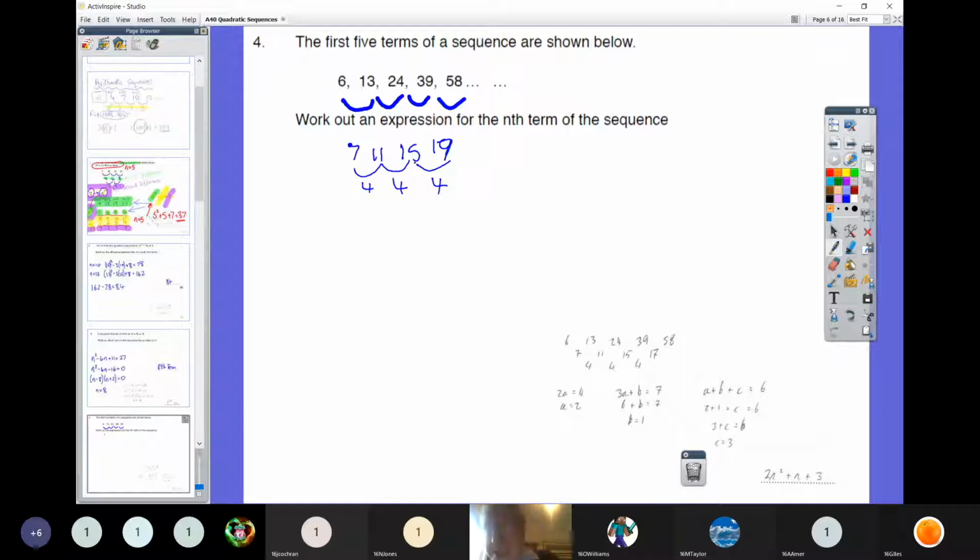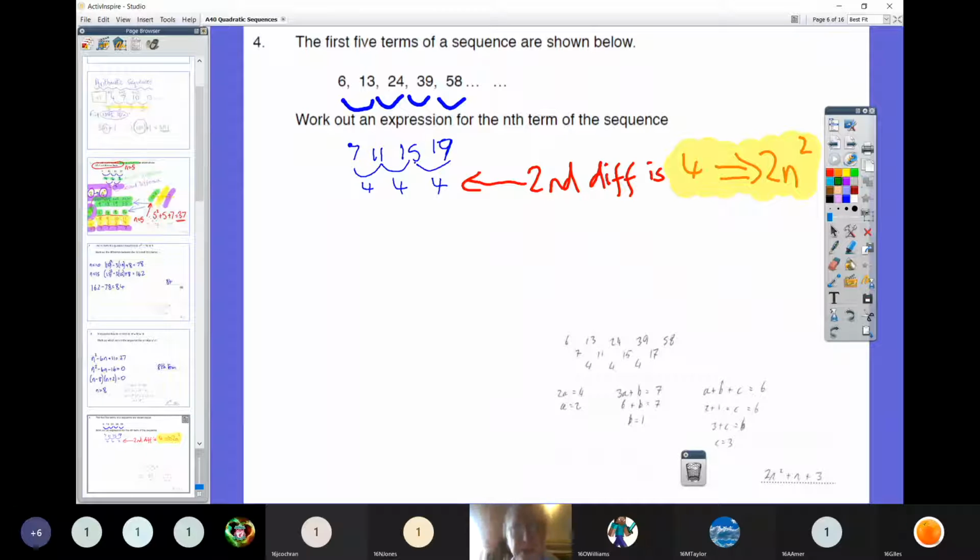So, because that second difference is 4, our starting point is to say 2n squared. And that was the bit I said you've really got to learn. So we know our starting point is 2n squared. So n equals 1. Let's give myself a bit more room actually.